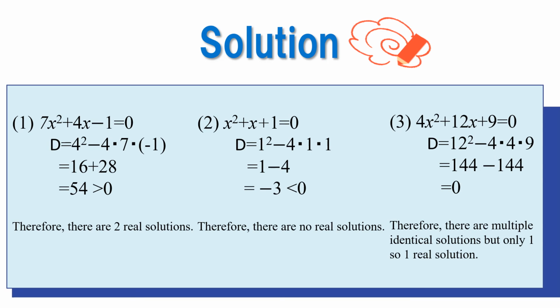Now let's check our answers. Let D be the discriminant of each quadratic equation. The discriminant of problem number 1 is D equals 54. 54 is greater than 0, so D is greater than 0. Therefore, there are two real solutions. Similarly, solving for problems number 2 and 3, problem number 2 has no real solutions because D is less than 0. And for problem number 3, we have multiple identical solutions, so there's a total of one real solution at D equals 0. Were you able to answer correctly?